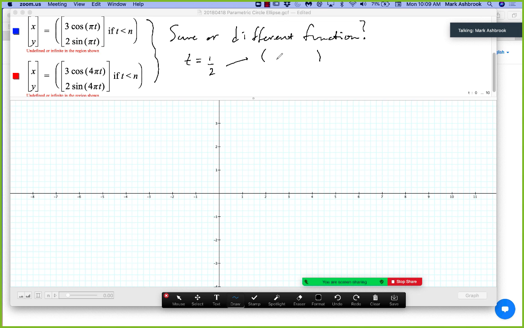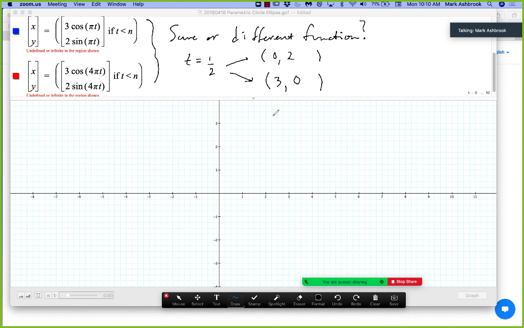Is that 0, 2? I think. Cosine of pi over 2 is 0. Sine of pi over 2 is 1 times 2 is 2. But my red function gives me what point? If t is 1/2, then this is going to be 2 pi. Cosine of 2 pi is 1, so that'll be 3. And sine is going to be 0.